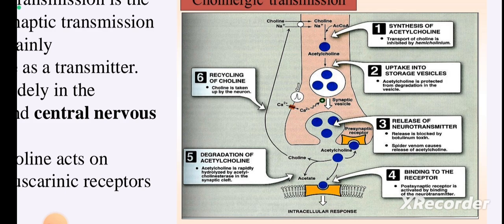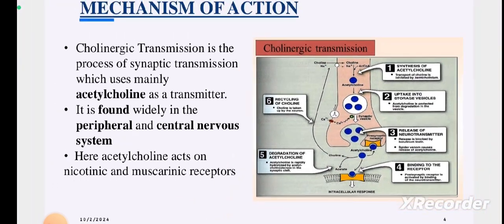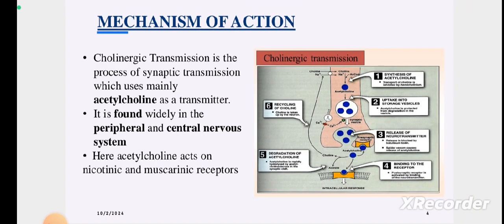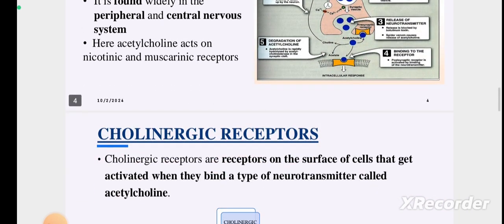Fourth, binding to the receptor. Postsynaptic receptor is activated by binding of the neurotransmitter. Fifth, degradation of acetylcholine. Acetylcholine is rapidly hydrolyzed by acetylcholinesterase in the synaptic cleft. Sixth, recycling of choline. Choline is taken up by the neuron. So, that was the mechanism of action for cholinergic transmission.